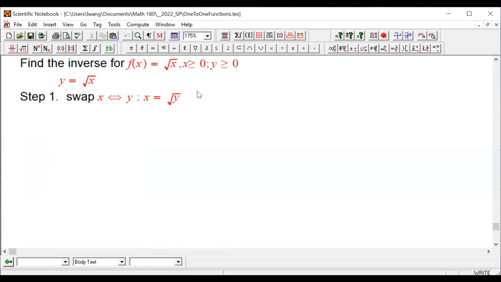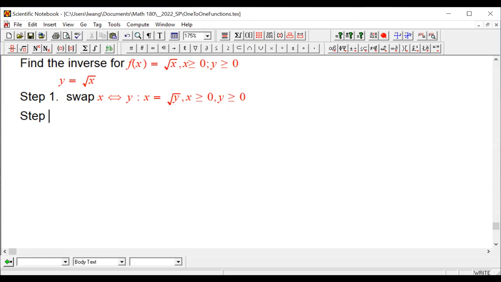And after the swap, they're swapped, but the domain and range are the same, and the swap is still taking place. So y is greater than or equal to 0 and x is greater than or equal to 0, but their places have swapped. We have that tag along.